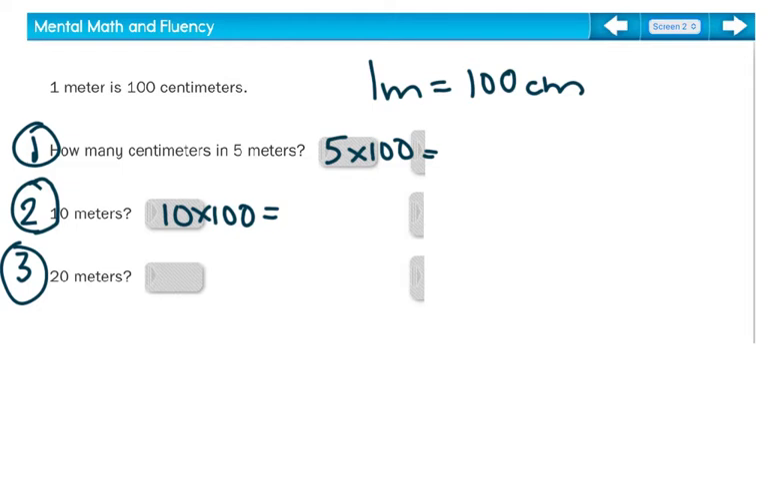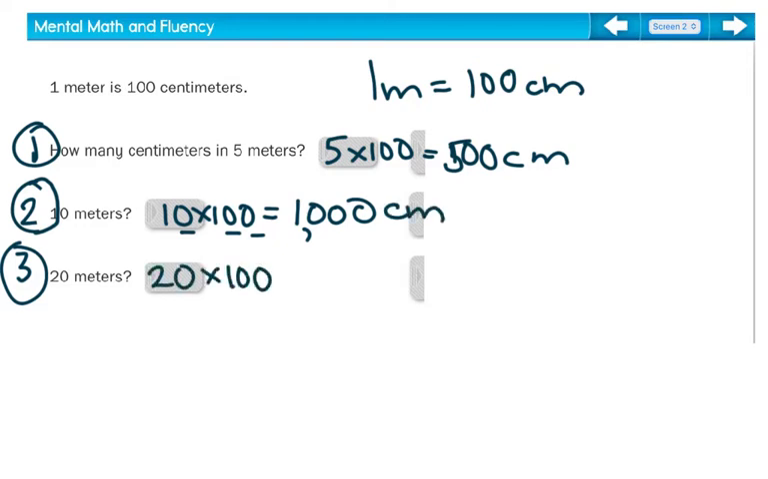All right, 5 times 100 would be 500 centimeters. 10 meters, 1 times 1 is 1, and 1, 2, 3 zeros: 1,000 centimeters. 20 times 100 in each one gives me 2,000 centimeters. Go ahead and erase.